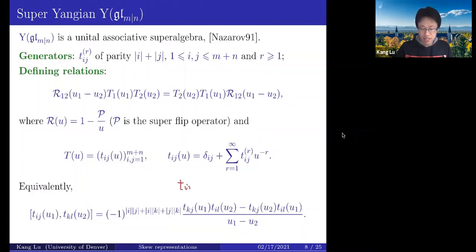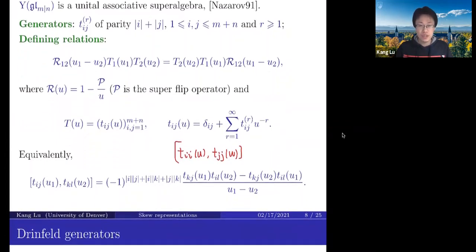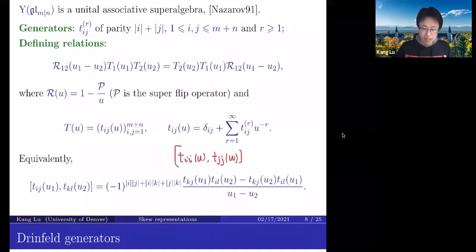Okay, so those super Yangians in general, if we consider those diagonal parts, they don't commute actually. In general, they don't commute. So you will not get something like a Cartan subalgebra. Instead, if one would like to get some Cartan subalgebra, one would need to use the Drinfeld new generators. The Drinfeld new generators are obtained by the Gauss decomposition for this generating matrix.